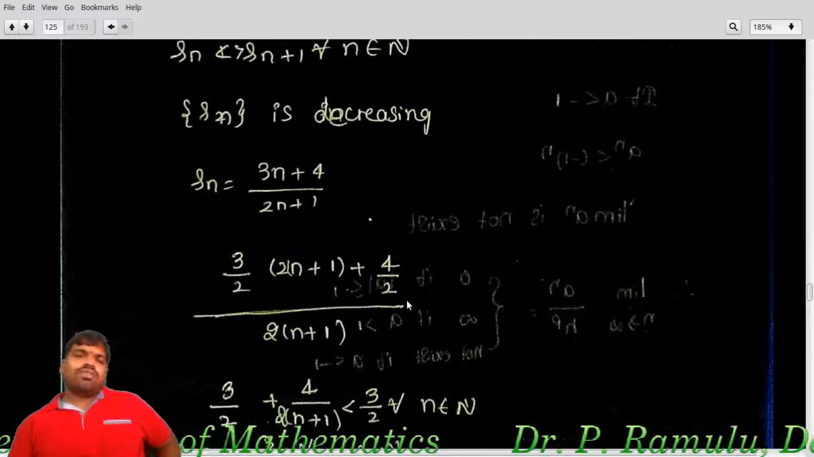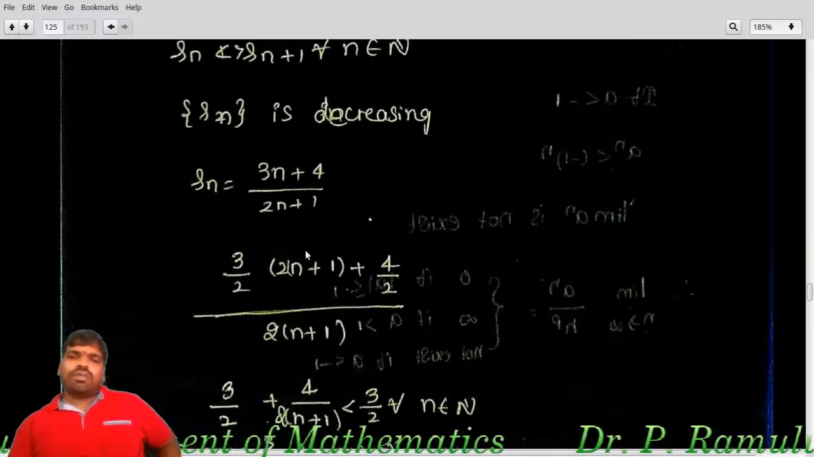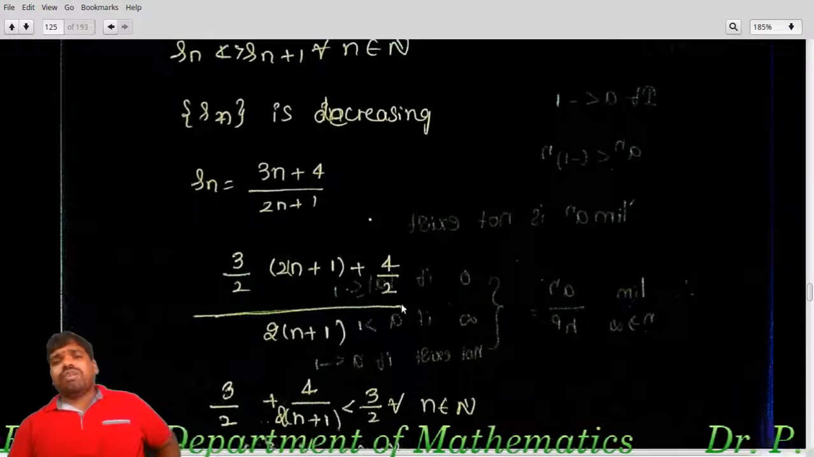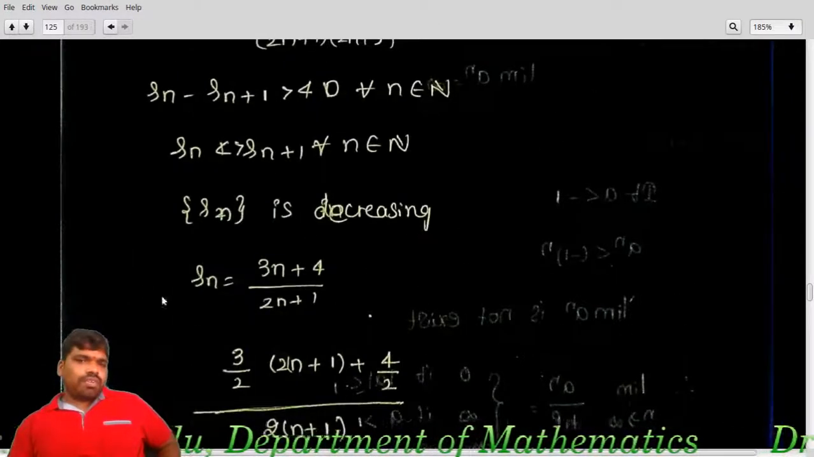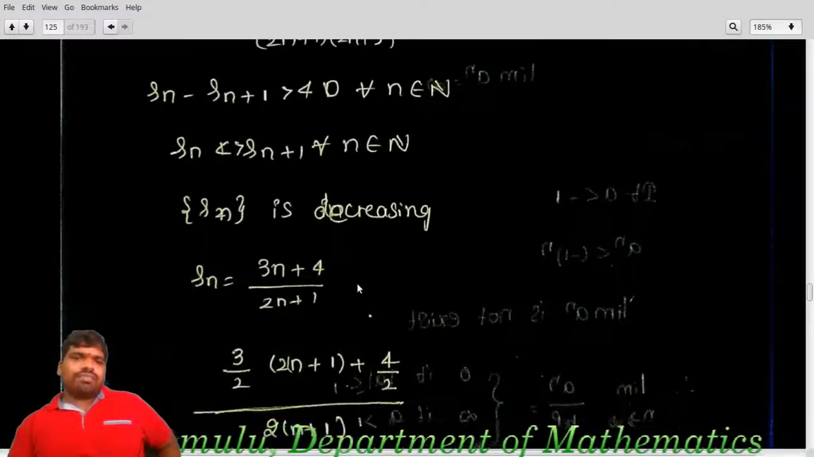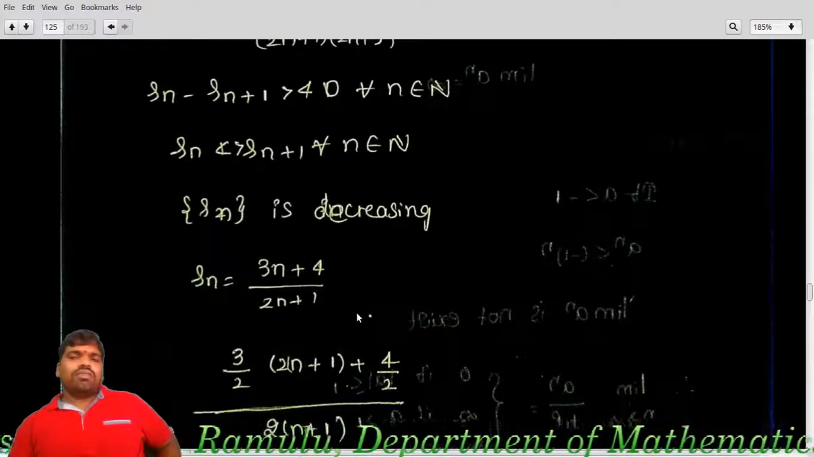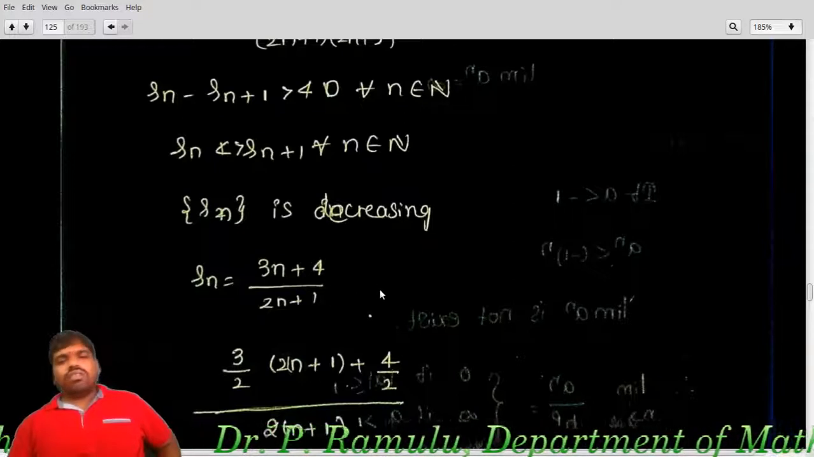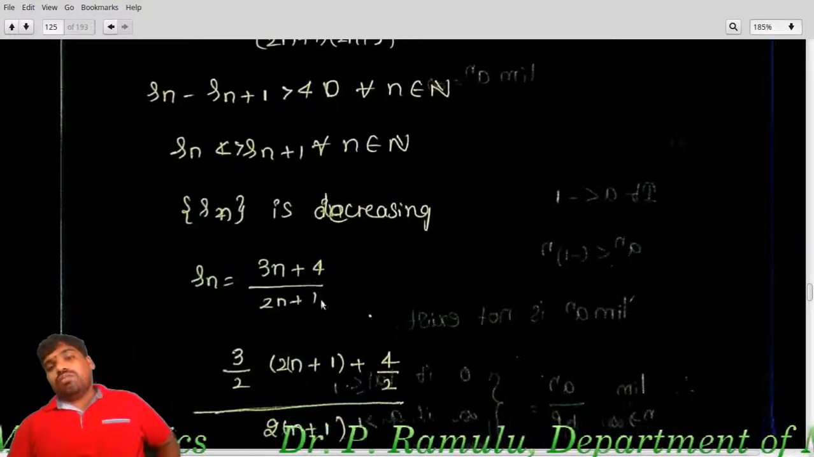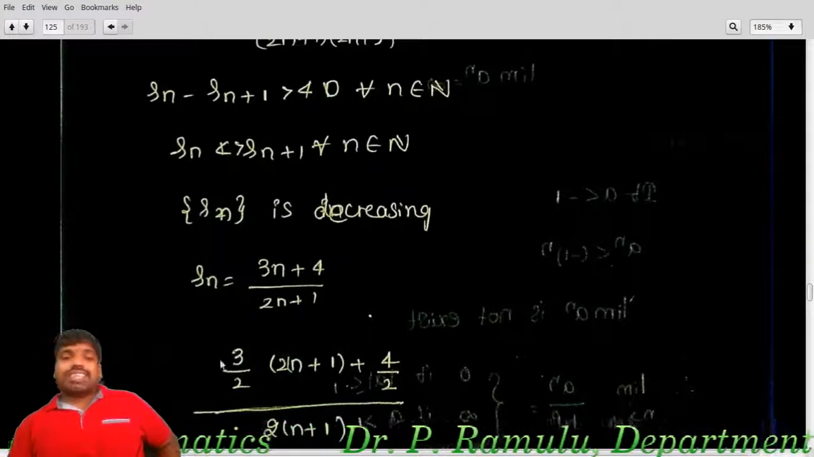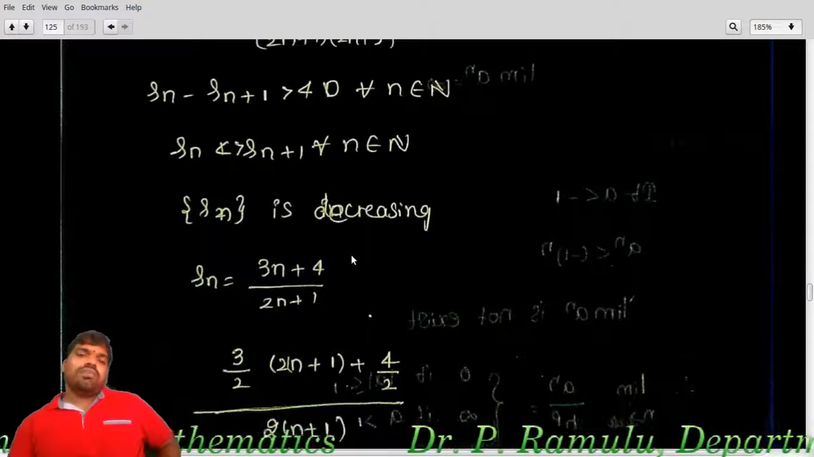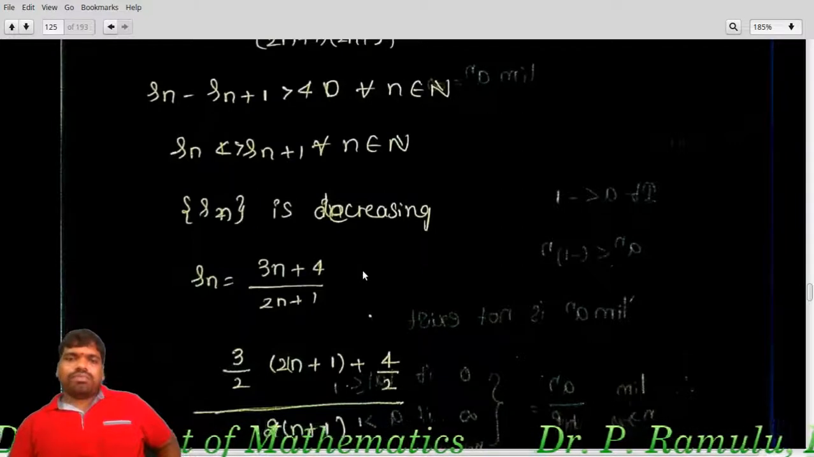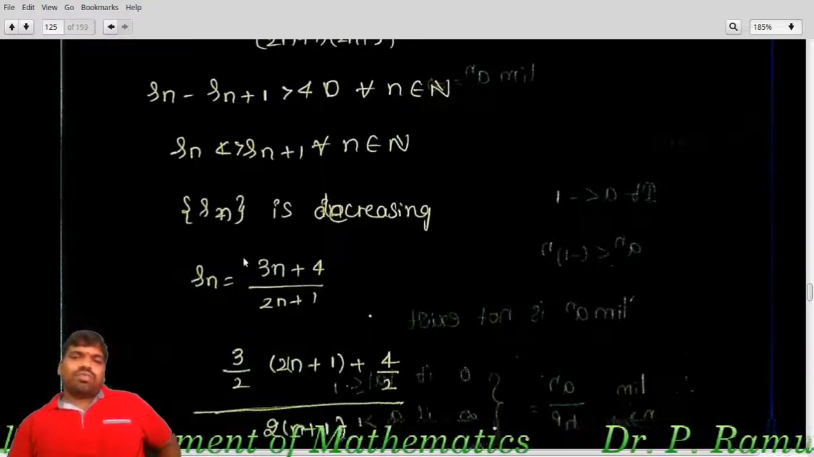So this term is greater than or equal to 3 by 2. Therefore, from this we can say that Sn is greater than or equal to 3 by 2. It is a decreasing monotone sequence and it is bounded above, so it is bounded. That means all terms of the sequence are greater than or equal to 3 by 2. The supremum is the first term, 1.